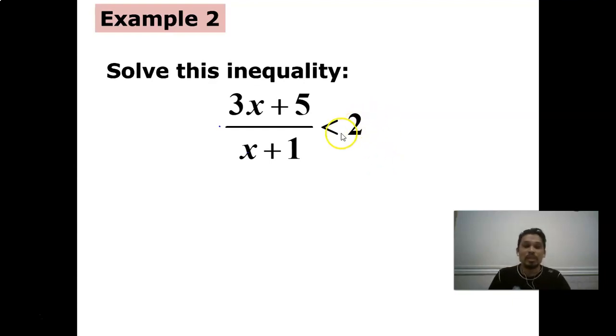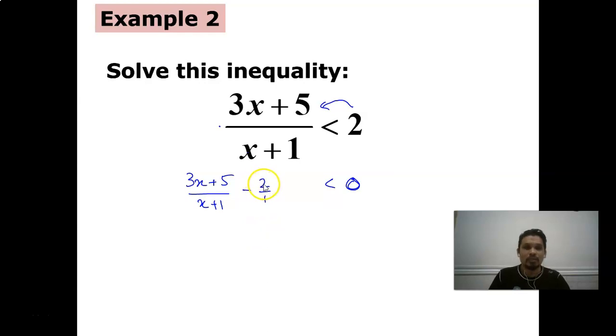So what we can do now is bring these two to the left side. 3x plus 5 divided by x plus 1. Positive 2 brought to the other side becomes negative, so minus 2 less than 0. Okay, this is in rational form. We have numerator and denominator, and this is a real number too. So we just assume that it's something like 2 divided by 1, which is equal to 2.